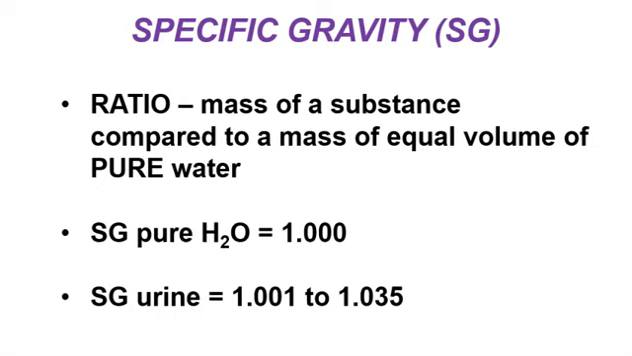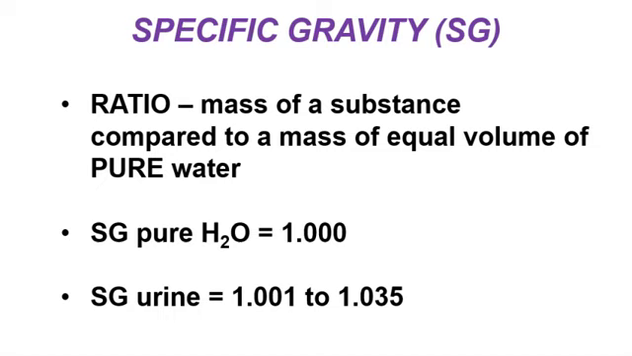So because urine is mostly water, but it does contain a few dissolved solutes, electrolytes, and wastes, that means that the specific gravity of urine is close to that of water, but just a little bit above it. Typically, the range of specific gravity for urine is 1.001 on the low end to 1.035 on the higher end.